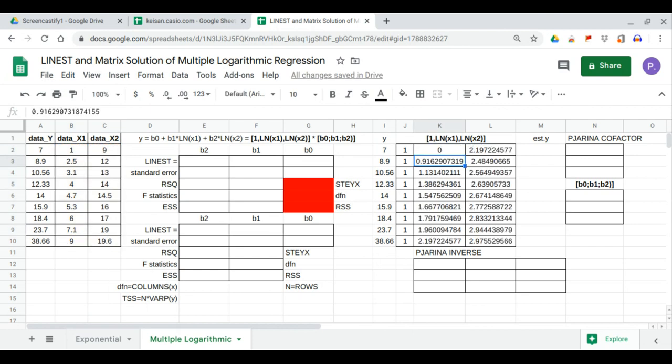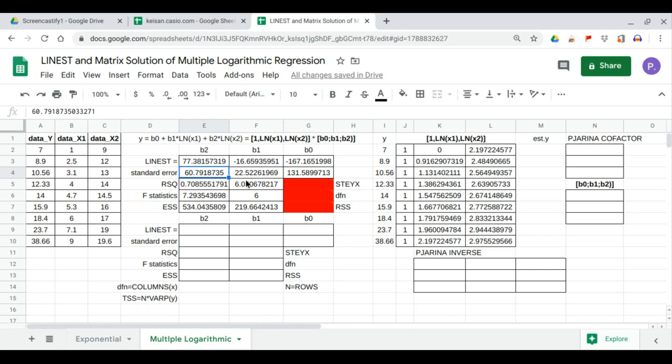Now that we have transformed the data set, we can now enter the LINEST function, which is LINEST of data y and data x, and we show the full statistics. Here we have 12 outputs.